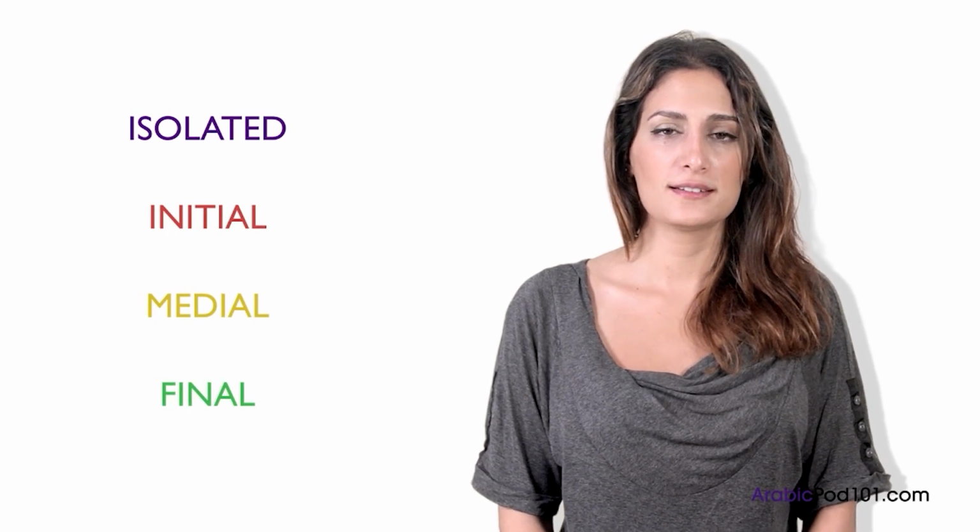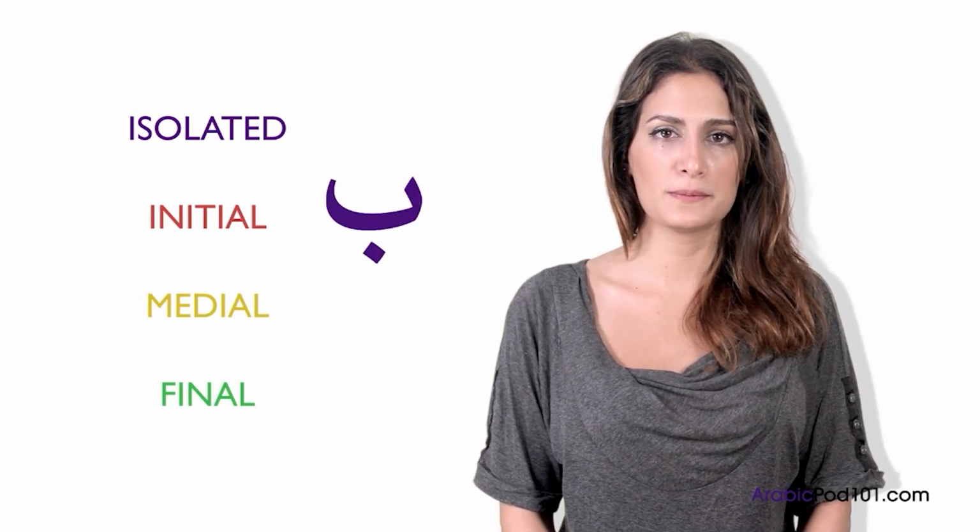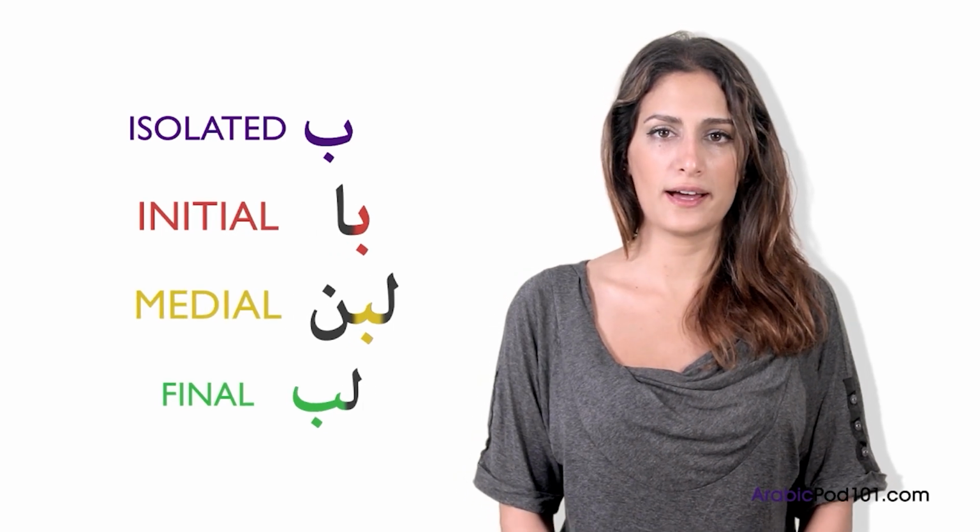As we studied in the previous lesson, there are many forms for every letter in Arabic. The letter ba has four possible positions: isolated, initial, medial, and final. Let's see the remaining three: initial, medial, final. Now we'll write them. Ba.